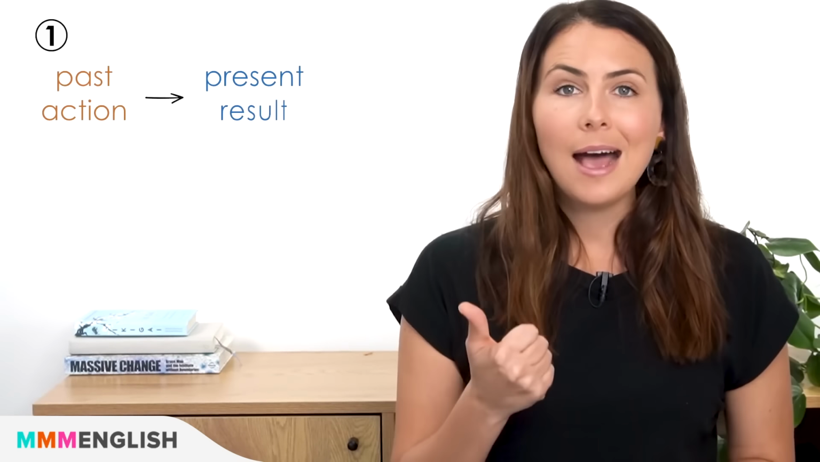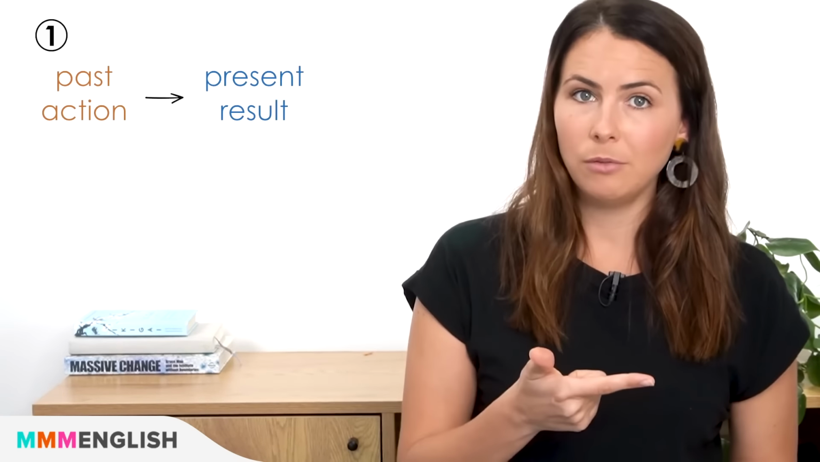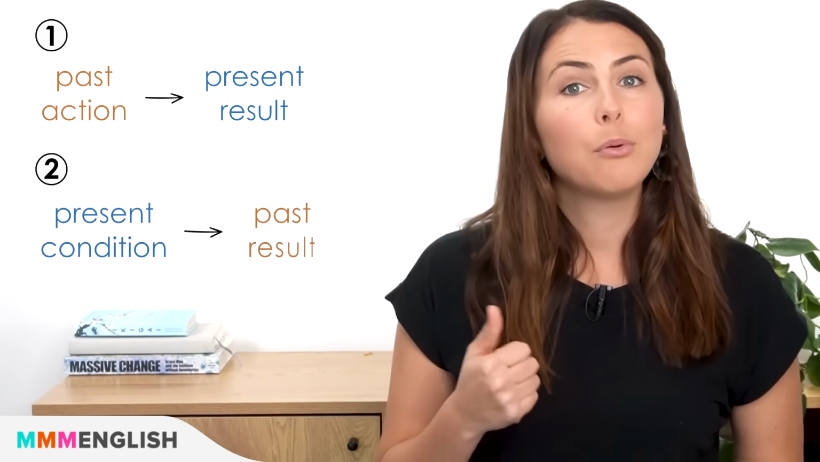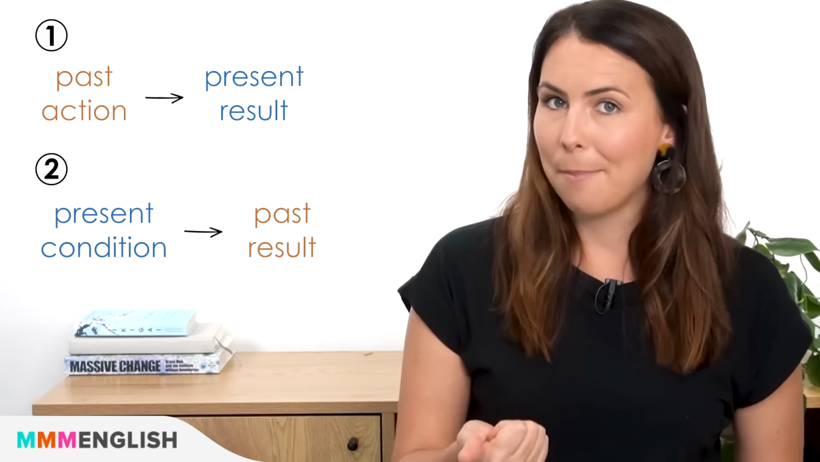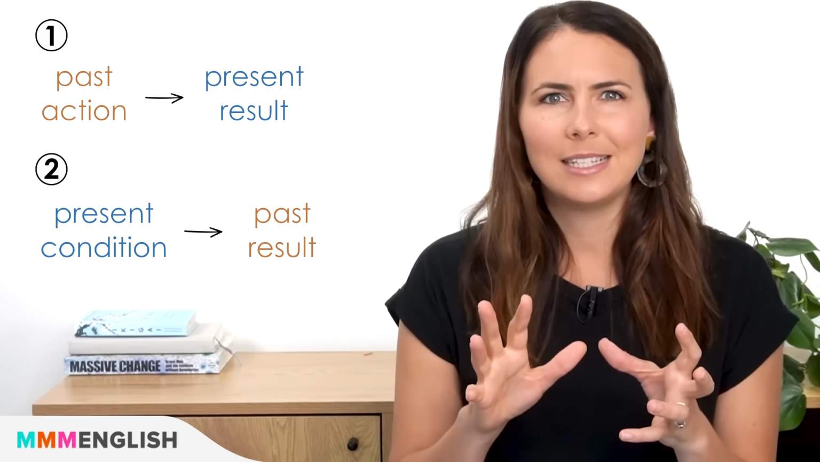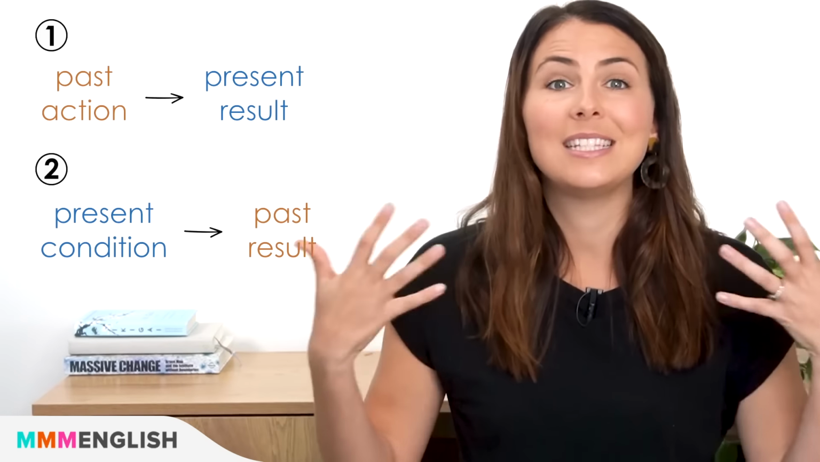So let's keep going. There are a few different ways that we can do this. You can mix and match several tenses and times together to make a mixed conditional sentence. But I want to focus on the two most common combinations, right? So a past action and a present result, which is just the example that we just looked at. And then a present condition and a past result. So remember, in both of these sentences, we're talking about something that's unreal.